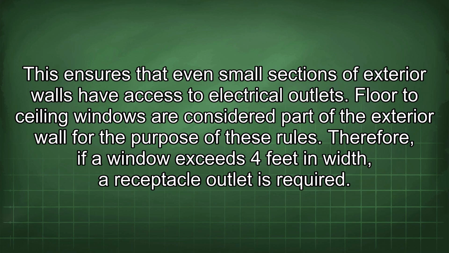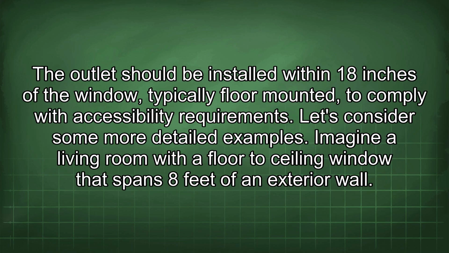Floor-to-ceiling windows are considered part of the exterior wall for the purpose of these rules. Therefore, if a window exceeds 4 feet in width, a receptacle outlet is required. The outlet should be installed within 18 inches of the window, typically floor-mounted, to comply with accessibility requirements.